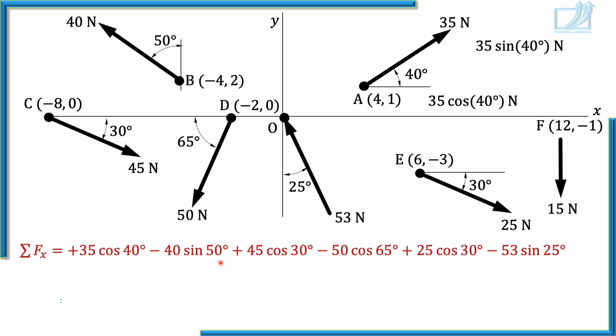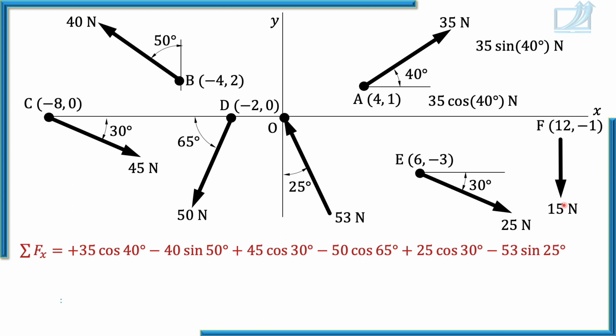Now let's write y components. Try to understand. Now you should understand, just look at the force and you know whether y component is positive or negative. Upwards positive, downwards negative. So 35 Newton force, upwards positive. 40 Newton force, upwards positive. 45 Newton force, downwards negative. 53 upwards positive. 25 downwards negative. 15 downwards negative. So simple, just focus on vertical direction, upwards positive, downwards negative.